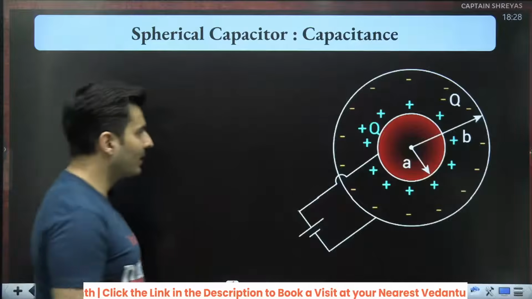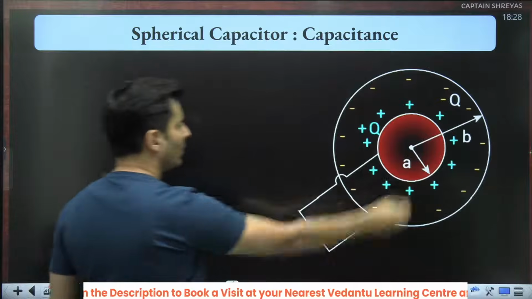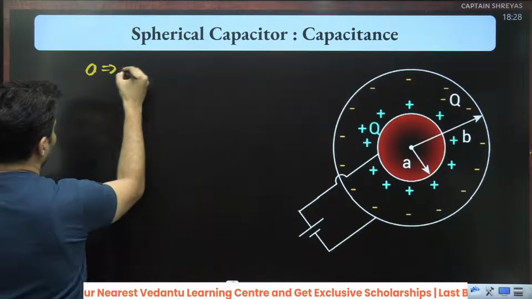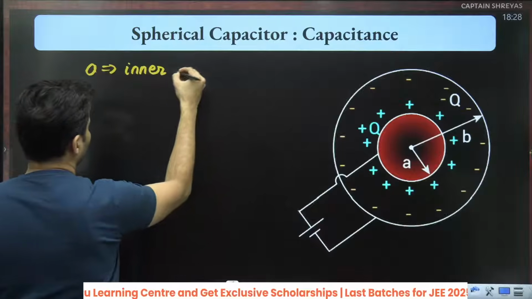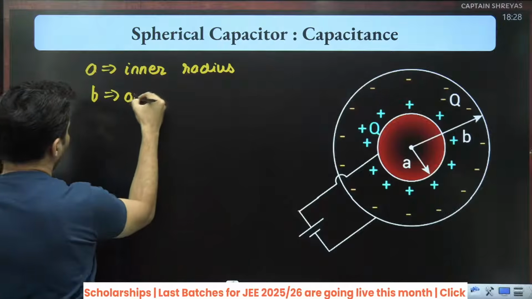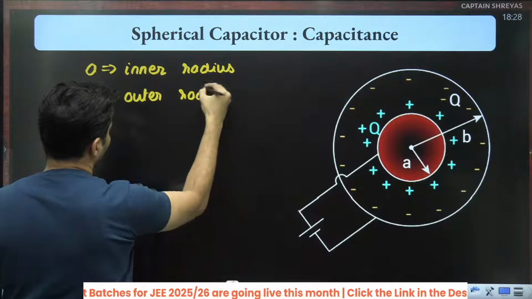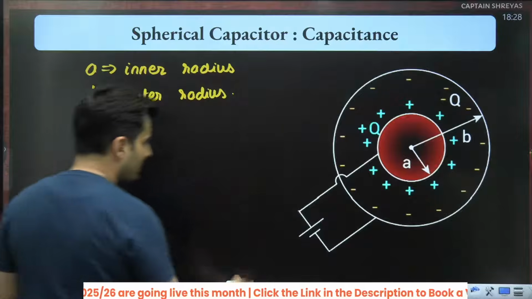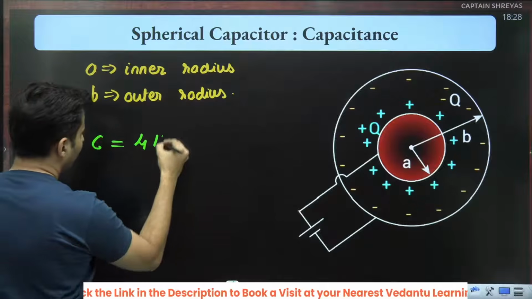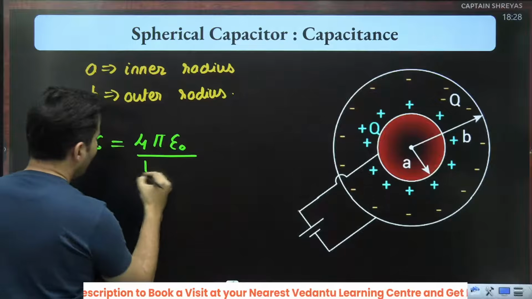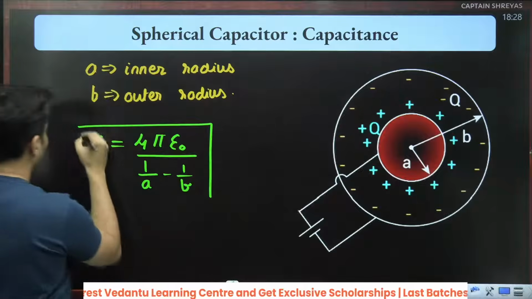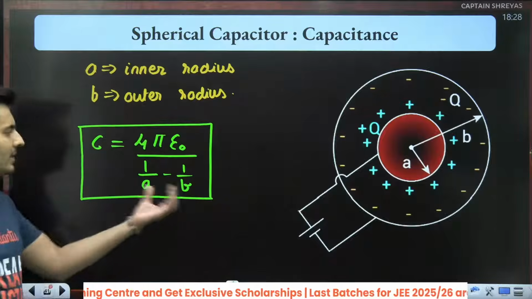So what's the formula for that capacitance? Again, if I tell you A is nothing but inner sphere or inner radius, and let's say B is outer radius, then the formula for the capacitance looks something like this. It is 4 pi epsilon naught divided by 1 by A minus 1 by B. This is the formula for the spherical type. 1 by A minus 1 by B is in the denominator.